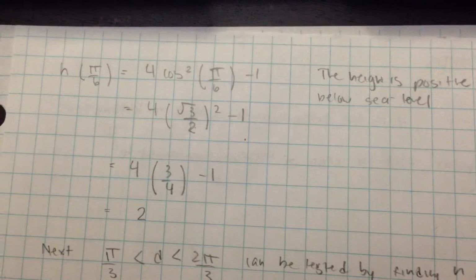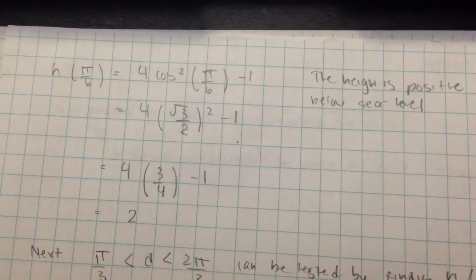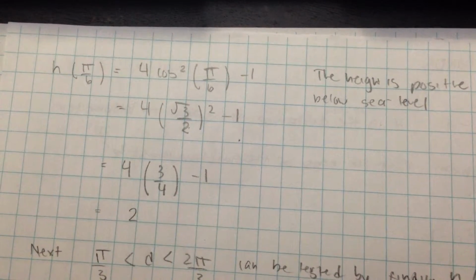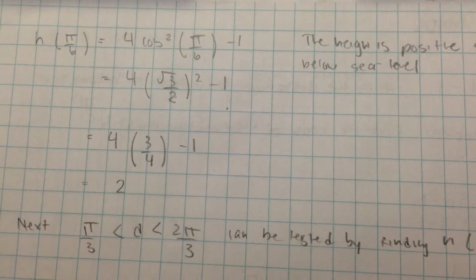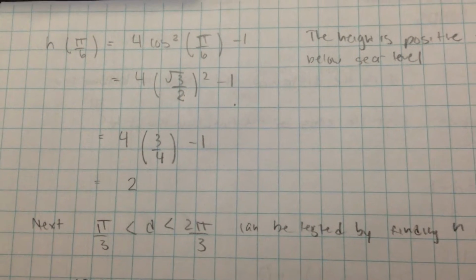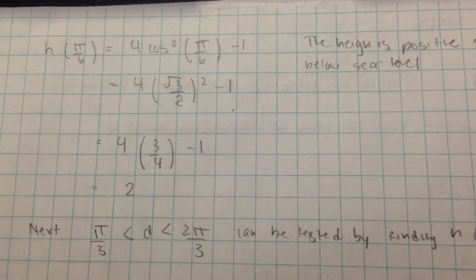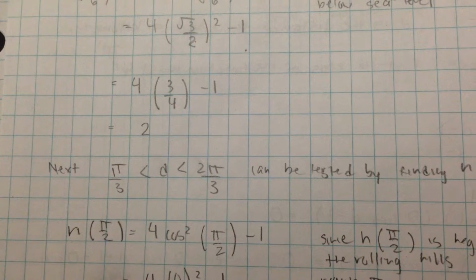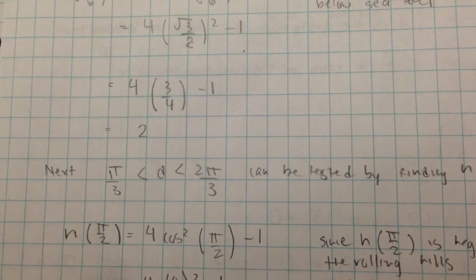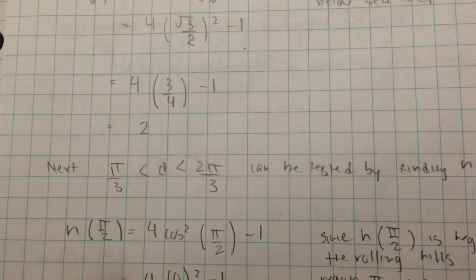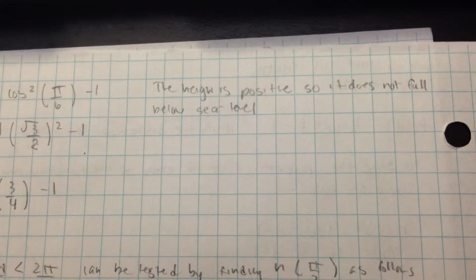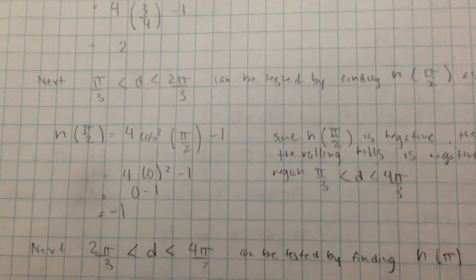So h of pi over 6 equals 4 cosine squared pi over 6 minus 1. Now you sub it using special values, and you get 4 times root 3 over 2 squared, minus 1. With that said, you get rid of the square root, and you get 4 times 3 over 4, minus 1. That equals 2. The height is positive, so it does not fall below sea level. So that interval is positive.